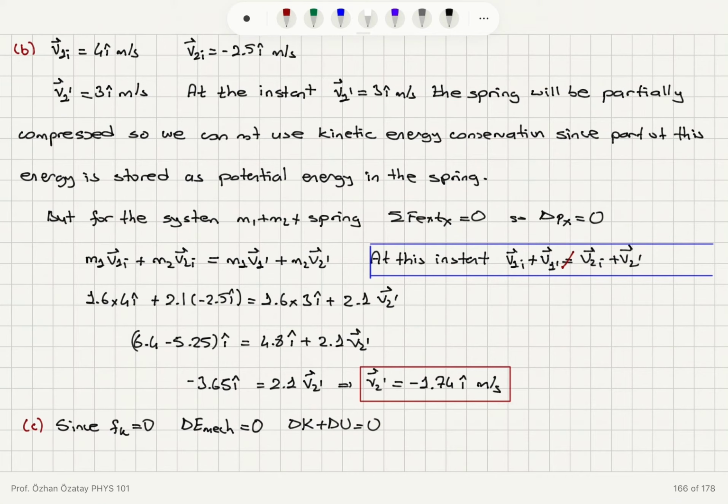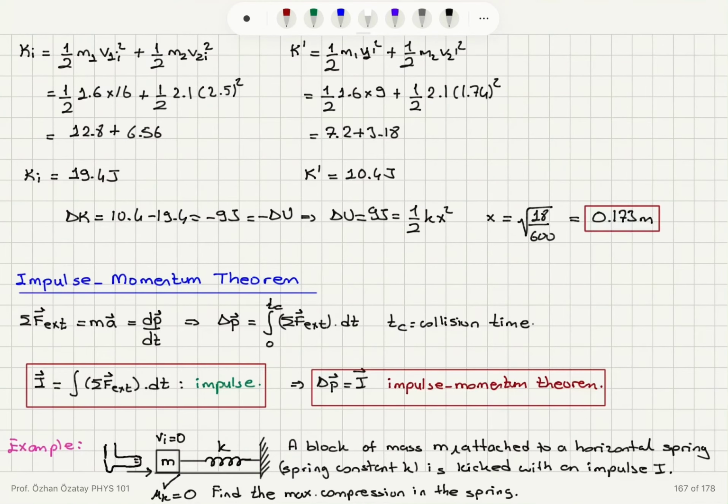So this gives me v2 prime, and if I look at the change in kinetic energy of the system, the initial kinetic energy is 1/2 m1 v1 initial squared plus 1/2 m2 v2 initial squared, and the intermediate kinetic energy is 1/2 m1 v1 prime squared plus 1/2 m2 v2 prime squared. The difference is 9 joules, which is the energy stored in the spring as 1/2 kx squared, the potential energy of the conservative restoring force, and this gives me a compression of 0.173 meters.